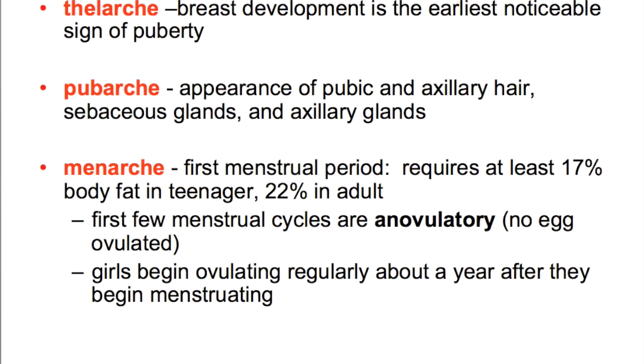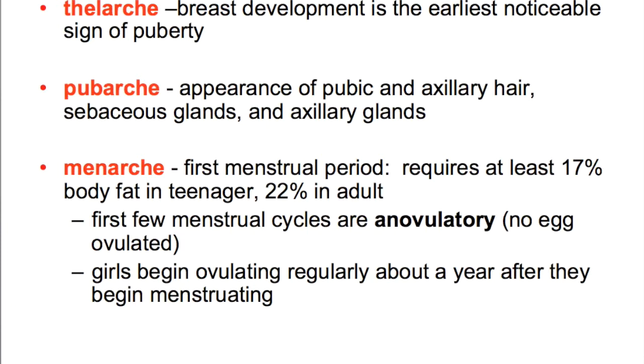Pubarche is the appearance of pubic and axillary hair. When we talk about axillary hair, we're talking about any hair that's really not on your head, and so it can be armpit hair, pubic hair, and even thickening or darkening of the leg hair. Okay, you also get sebaceous glands, sebaceous glands being oil glands, and axillary glands, being like the armpits again. And so this is when kids start to smell and you're like, okay, time for you to start using deodorant. All right, this is another sign of puberty.